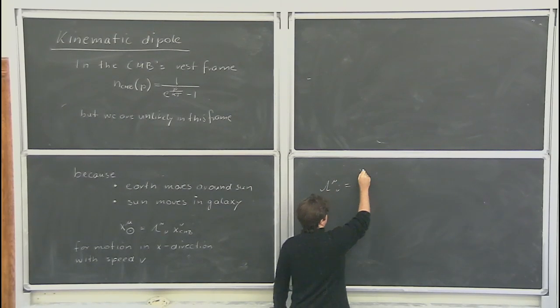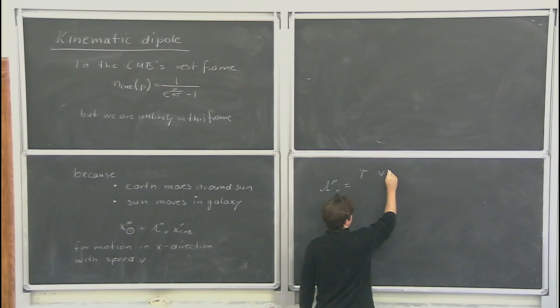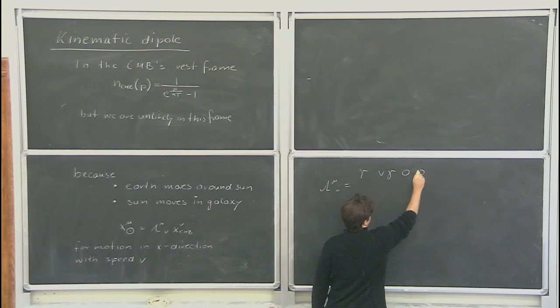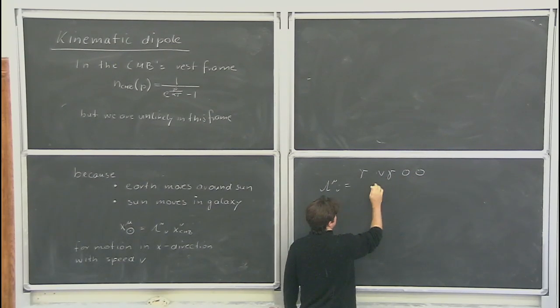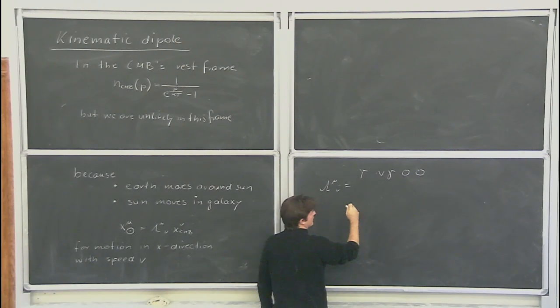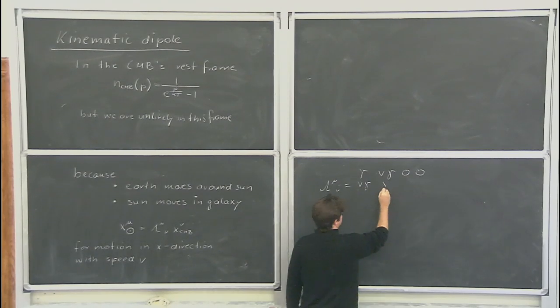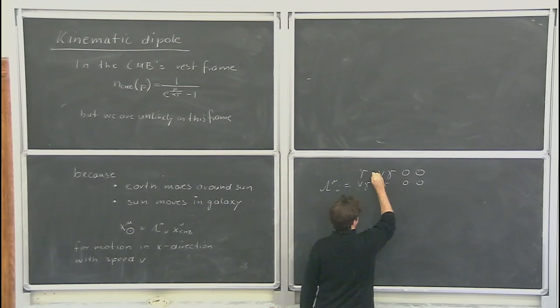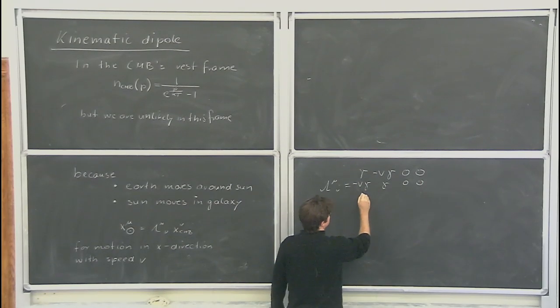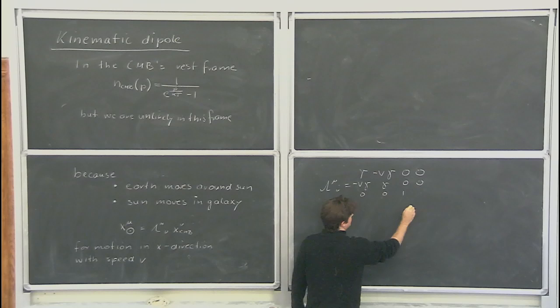is just, as you know from your special relativity class, gamma, v times gamma, where gamma is the usual 1 over the square root of 1 minus v squared. I'm setting c equals 1 now. Gamma, 0, 0, with a minus sign here, 0, 0, so we're moving in the positive direction, 0, 1.